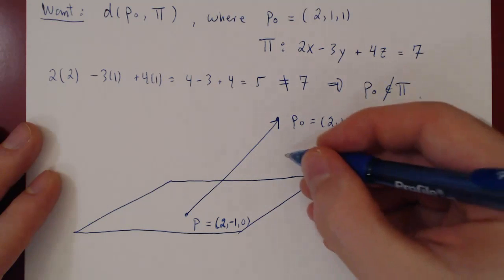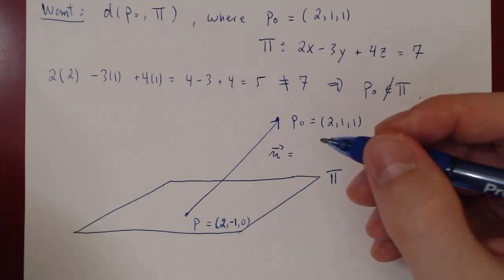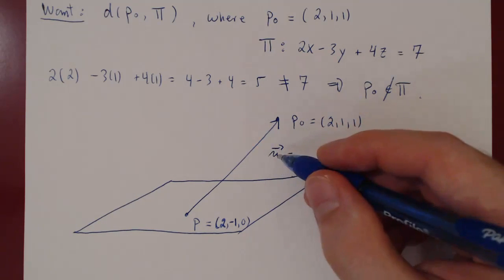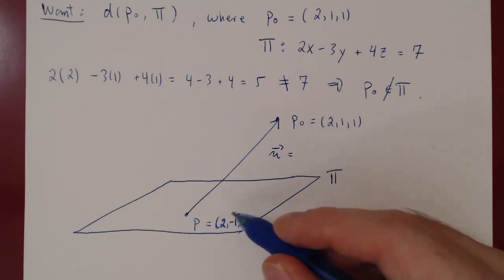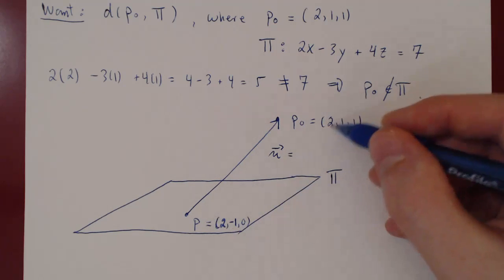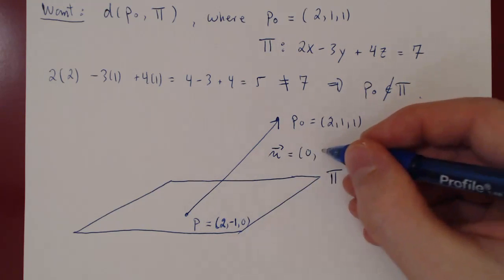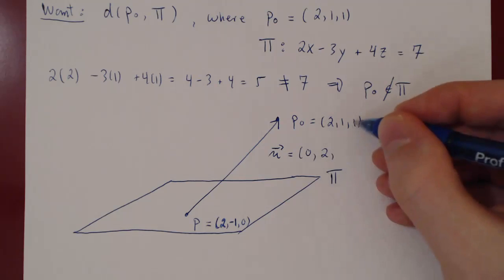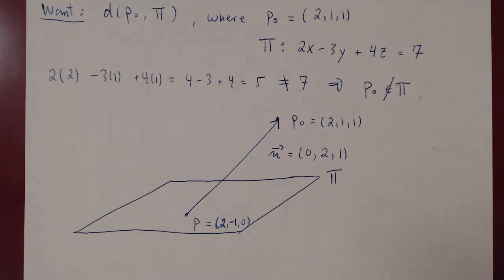Let's call this vector u. And as always, if you want the coordinates of a geometric vector, do the terminal point minus the initial point. So 2 minus 2 is 0. 1 minus negative 1 is 1 plus 1, 2. 1 minus 0, positive 1. And then we have vector u.